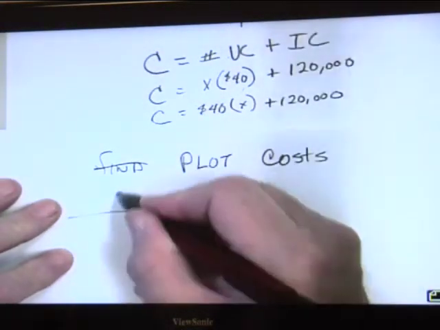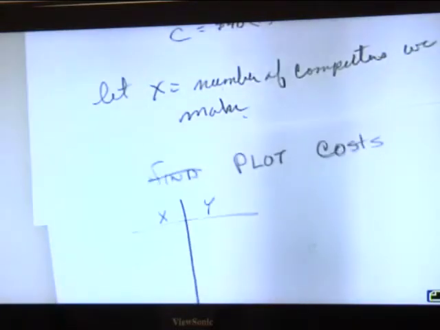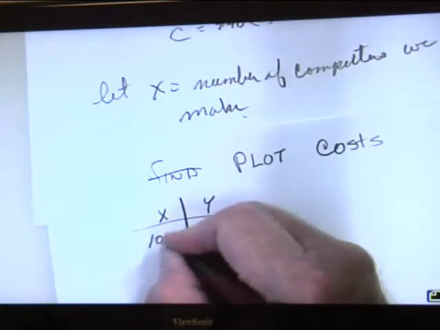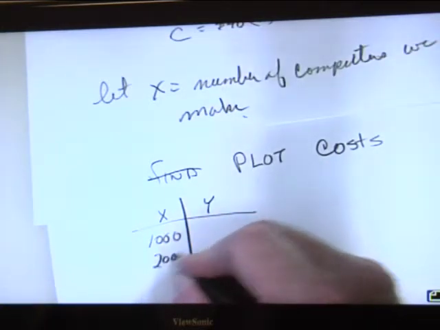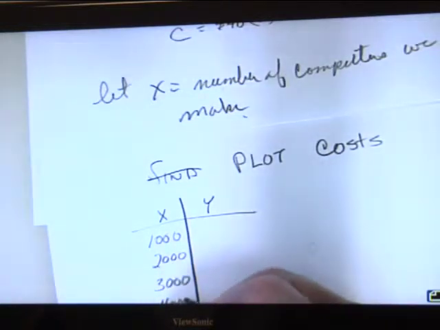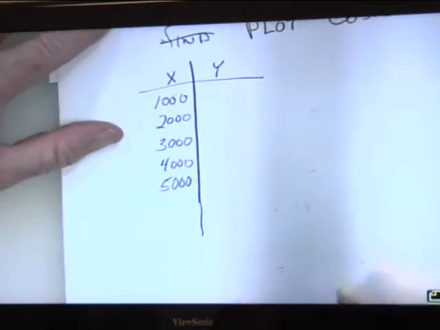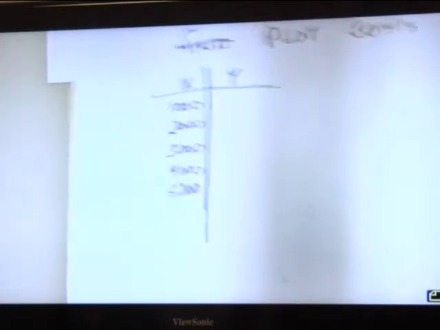So if we've got a plot, we're going to need to build a table with our x and y variables. So we'll assume an x and we'll calculate our y. They want to know if we have x equals 1,000, 2,000, 3,000, 4,000, and 5,000. So, how do we do that? Well, we just take our equation here. I'm going to do this on another sheet of paper, and I'll come back to this and fill it in.